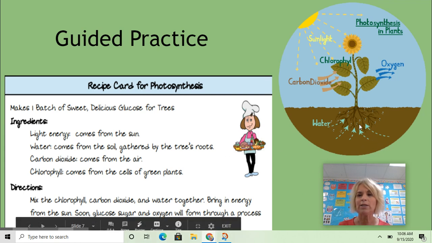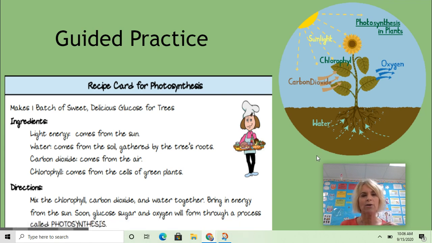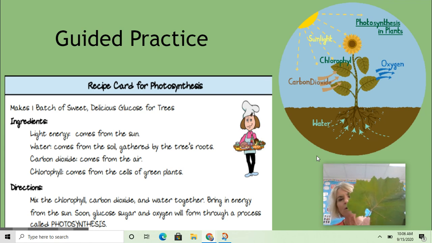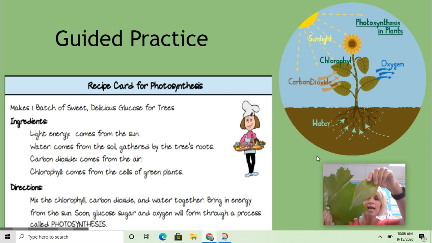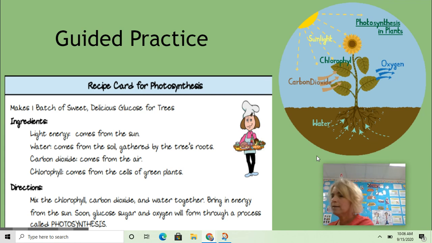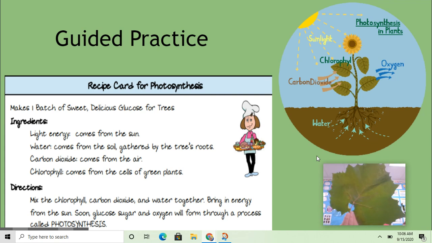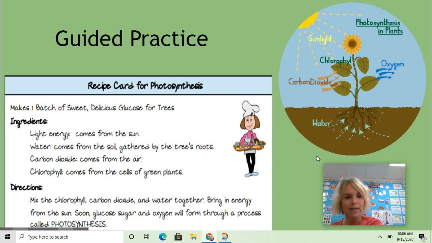And as I'm talking, I want you to be looking up here. So you need carbon dioxide. Carbon dioxide comes from the air. And you need chlorophyll. Chlorophyll is in the leaves. That's what makes our leaves green. Chlorophyll comes from the cells of the green plants. So they may not always be the exact shade of green, but it's still chlorophyll in those leaves.